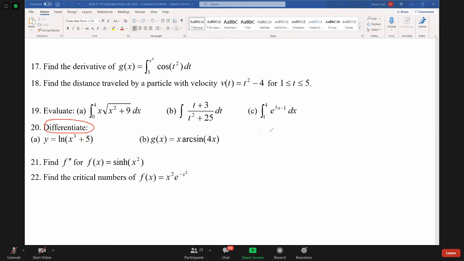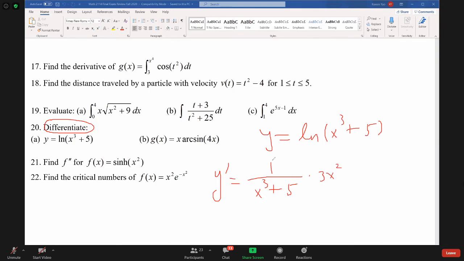Now y is this. y equal to ln of x cubed plus 5. Remember, differentiate means to find the derivative. Don't forget that. How can we find the derivative? Chain rule, right? Easy. So y prime is: outside function is ln, so 1 over whatever inside, x cubed plus 5, now times the derivative inside, 3x squared.